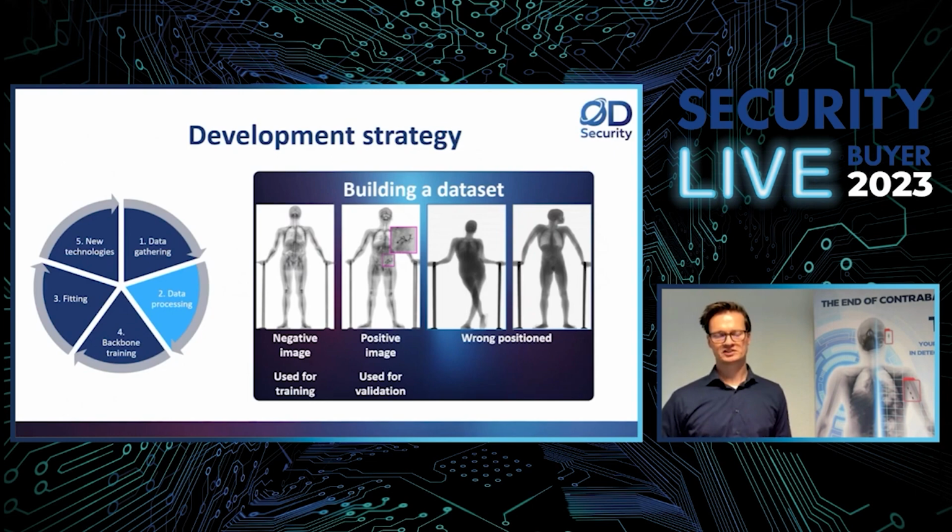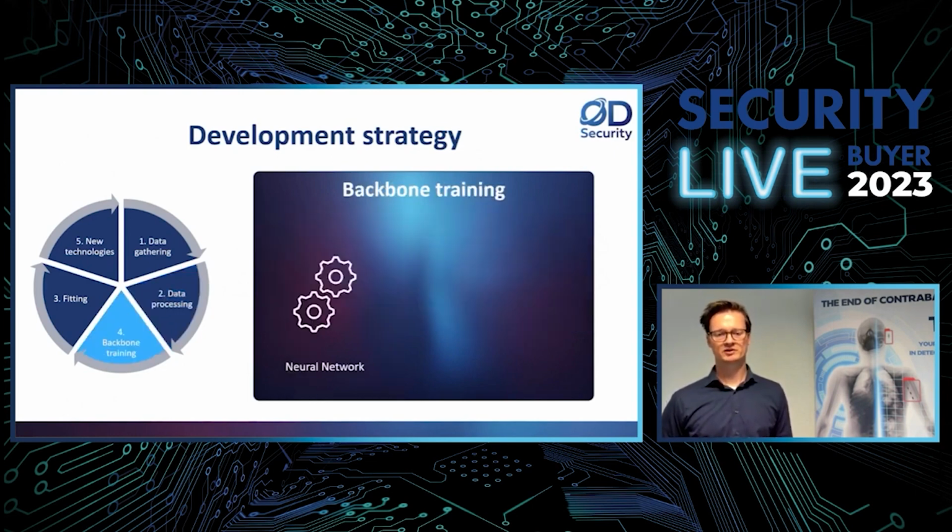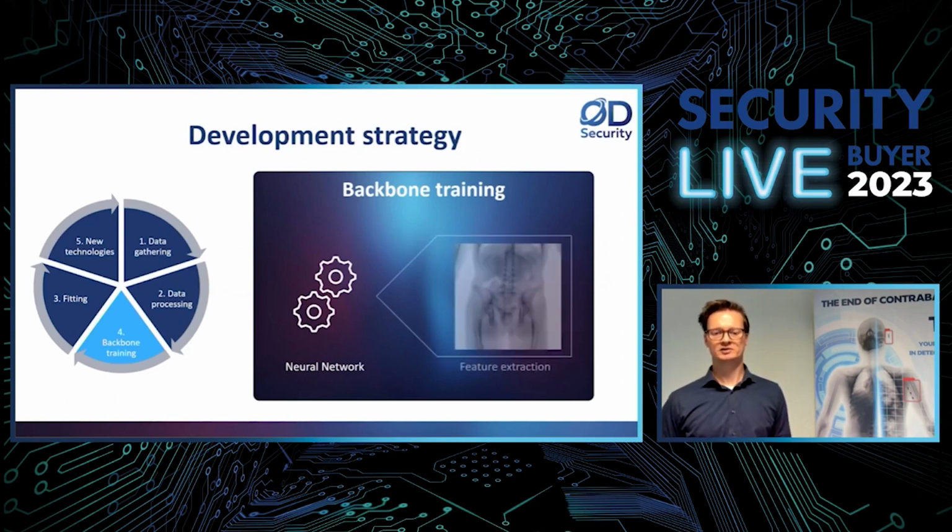So that's the data processing. And the first thing, if you start to work with a neural network, so the actual AI models or algorithms, if you like, is that you need to train these networks to be able to work with X-ray images. So we feed the backbone with X-ray images, and we don't feed it with a complete X-ray image because those images are too large to process.